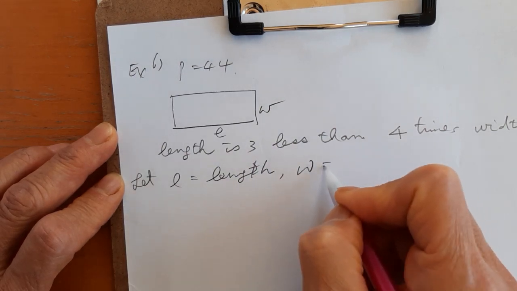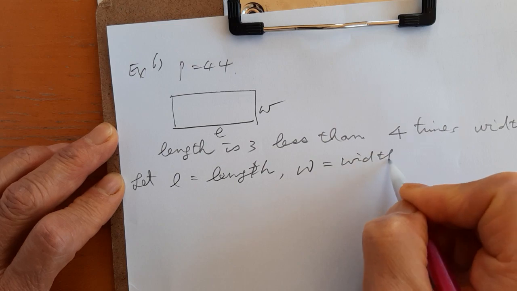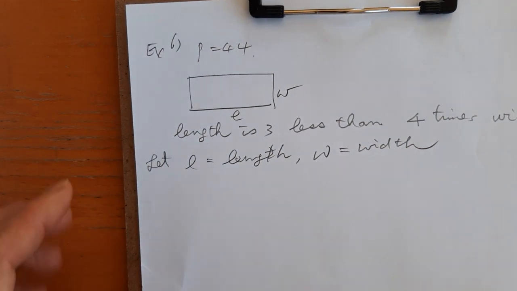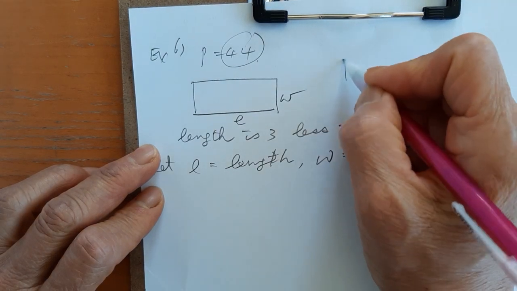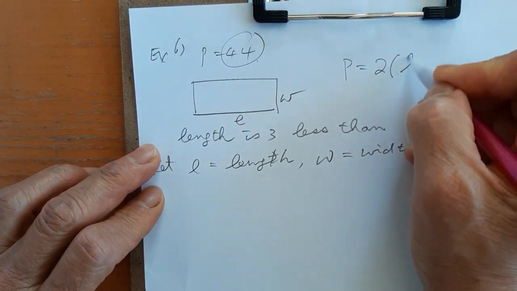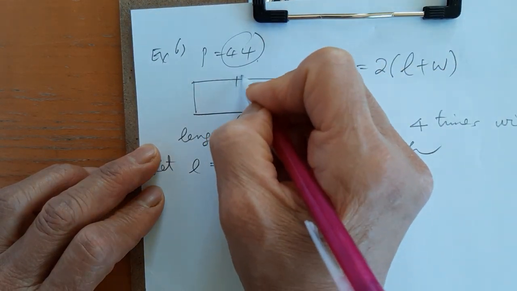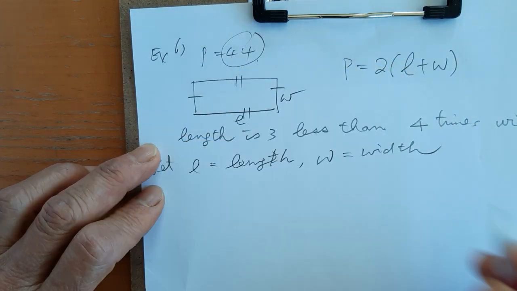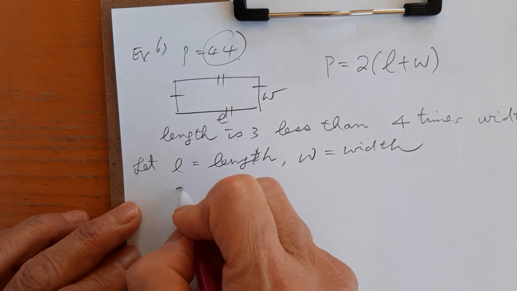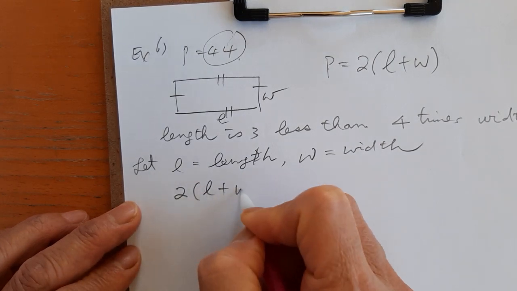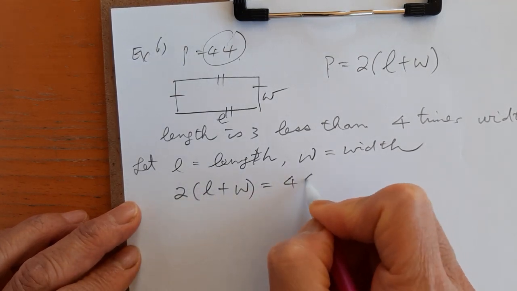and the W represents the width. The perimeter is 44. What is the perimeter? Perimeter is twice length plus width, because there are two lengths and two widths. So from here, you do twice of length plus width equals what? Equals 44.